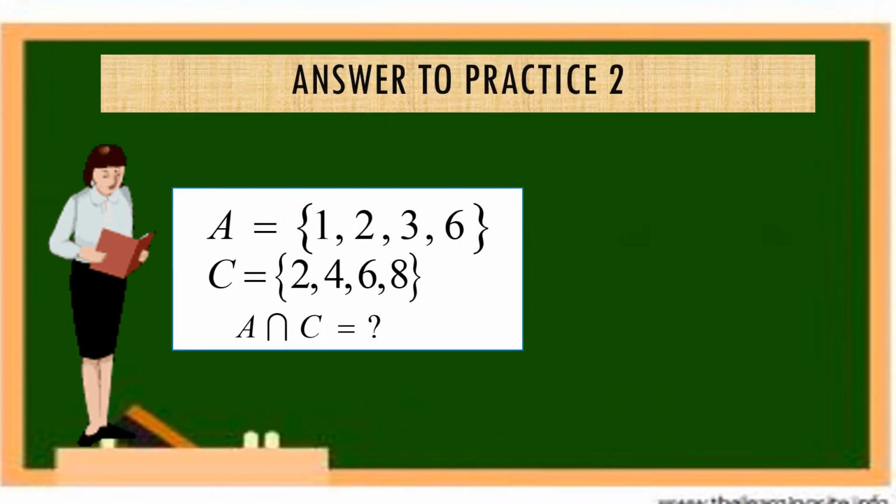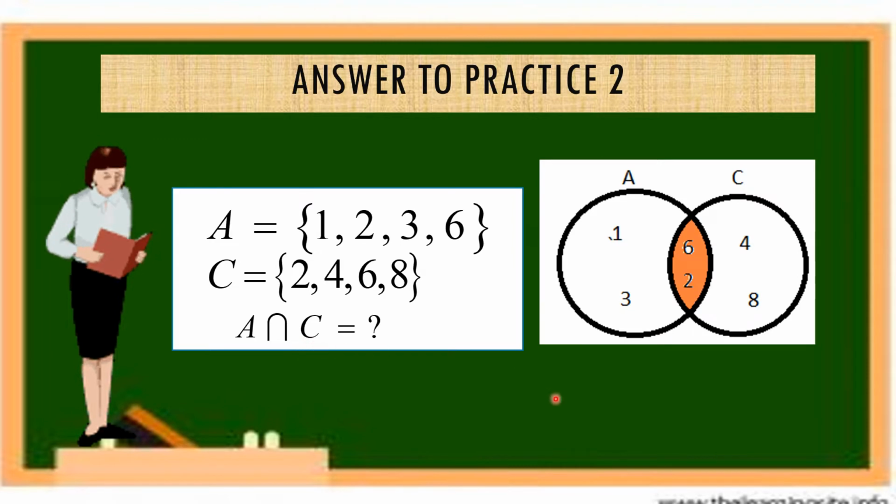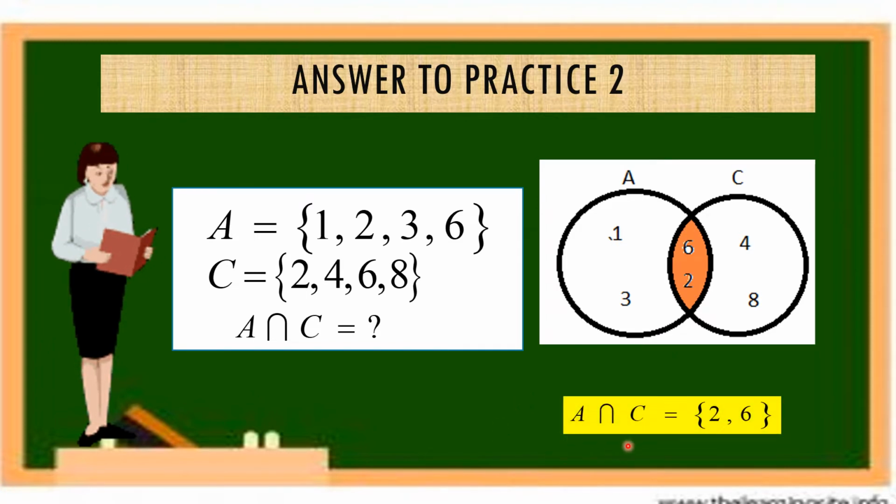We have the answer to practice 2. A intersection C means the elements common to both set A and set C. So what are the common elements? We have 6 and 2. So A intersection C is a set whose elements are 2 and 6.